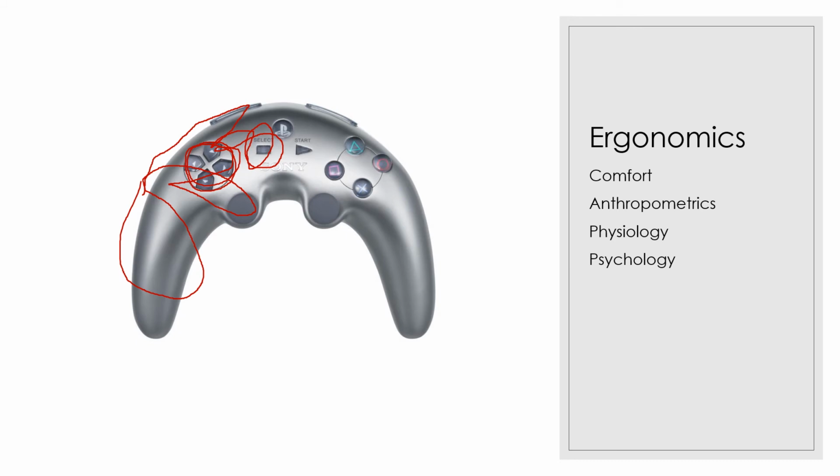The next area we've got is physiology, and that's how challenging or how much effort you need to put in to use a particular part of a product. Now it could be the overall weight. So if you think if this controller was very heavy because of the battery, that would be quite tiring on your hands and your arms to hold it, so you wouldn't say it was a good product.